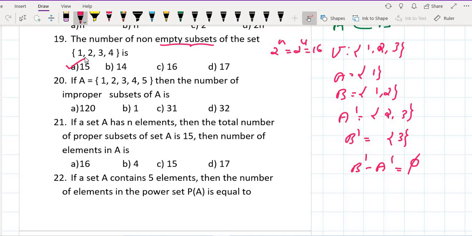Correct option is option A, 15. Number of non-empty subsets, that is 15. So, for the question number 19, correct option is A.